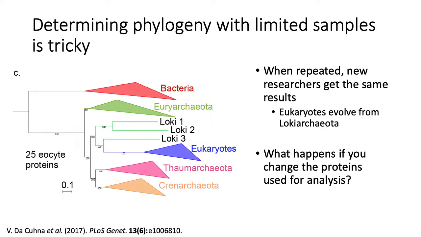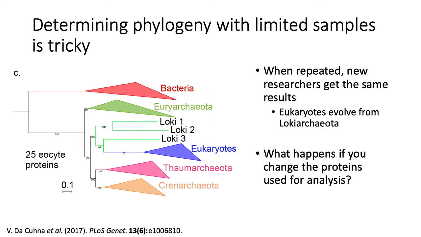All right, and when the authors took this data set and performed the analysis in exactly the same way that the original authors did, they got the same results, right? That is, the eukaryotes evolved from a branch related to Loki 3. Cool, I can repeat this science. That feels good. But now the authors are going to say, hey, you used proteins for this analysis instead of DNA, which is a little bit atypical.